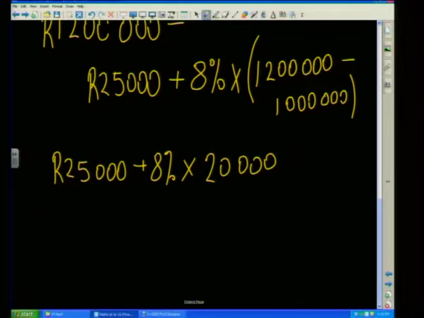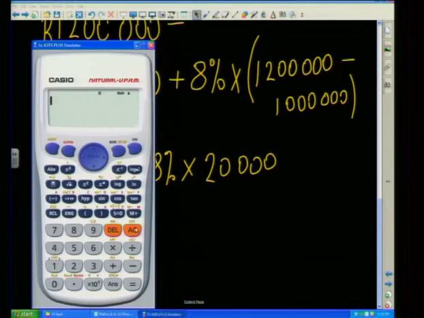So on our calculators, we know how to do percentage. We've used that skill, so we take our 200,000 and times by 8%. And we get 1,600. That's not right, it's 200,000, not 20,000. Okay, let's go back and change that. It's 16,000 Rand. I thought that was a little bit too low.